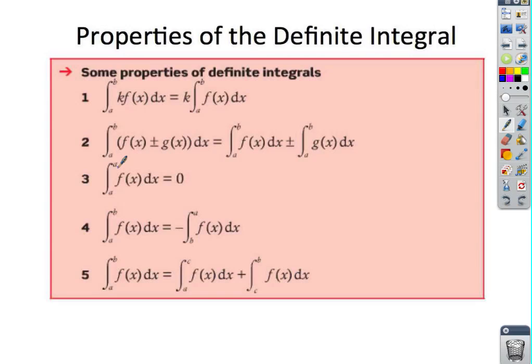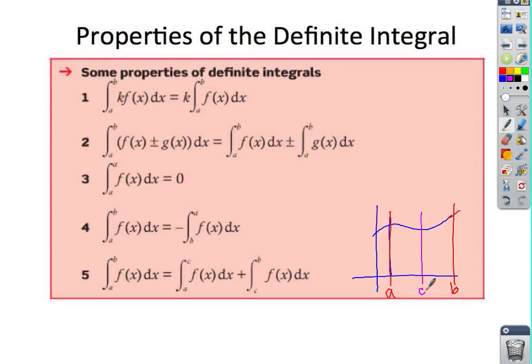And what property number 5 is saying is if you're integrating over an interval between A to B, you can break the interval up yourself, and later on, there will be some advantage to doing this. So let's say we have some curve like this, and we have our boundaries, A here, and a boundary here, B. What I can do is I can choose to put in an extra boundary, say in the middle, say right here, and I call that C.